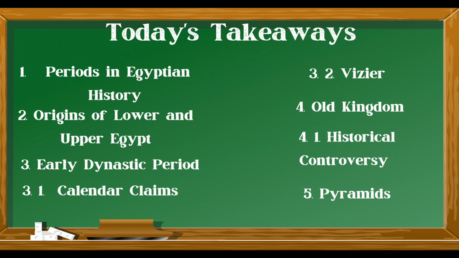Next, we looked at the Old Kingdom era, which is said to have started by the third dynasty. But that is where we learned about the historical controversy. And finally, we learned a little bit about what is probably all of our favorite Egyptian thing, pyramids. This will be the continued topic for the next video, as this is a huge topic. So stay tuned for that one.